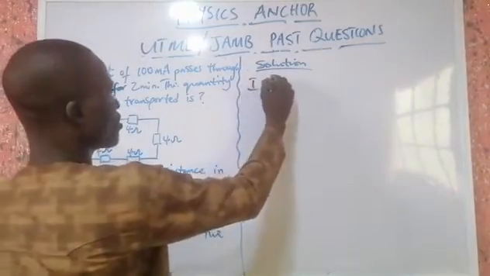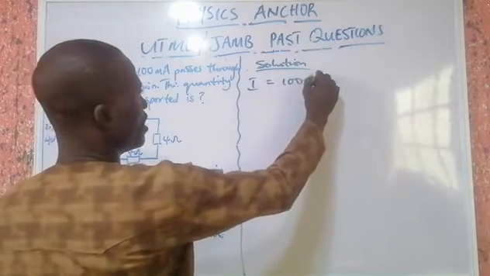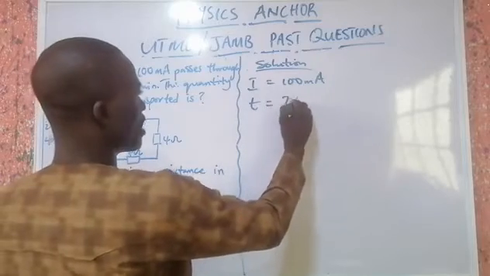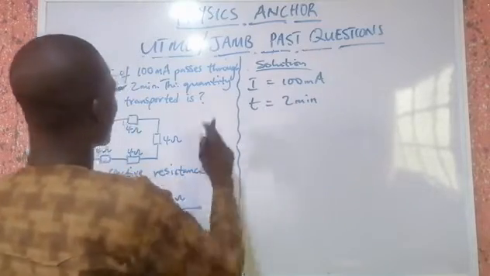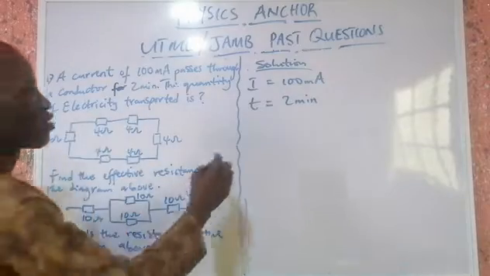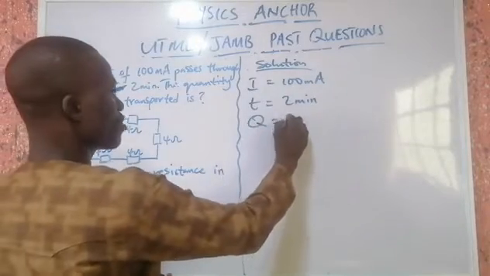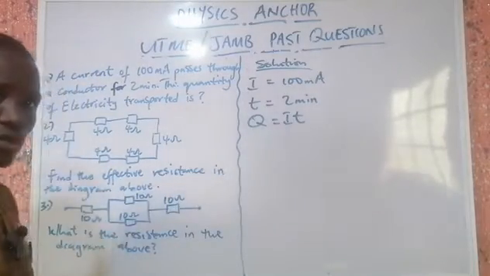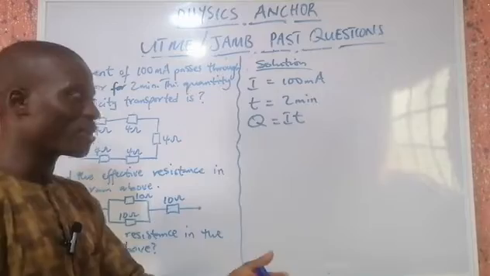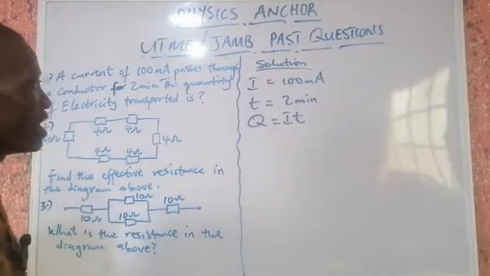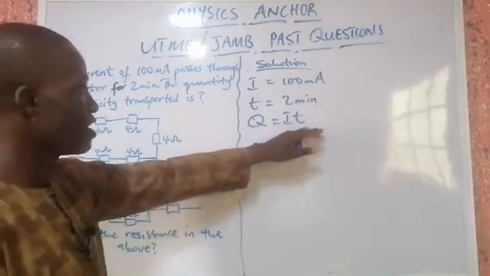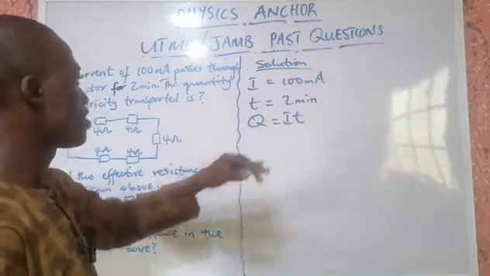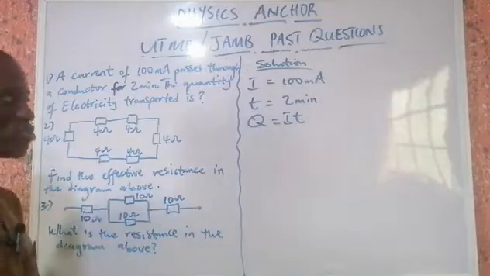So we have the current equals 100 milliampere, and then we have time being given as 2 minutes. So they want us to find the quantity of electricity. So by formula, we know that the quantity of electricity is equals to IT. That's current times the time the current used to pass through a conductor or maybe the appliance. So the time that the current passed through and the current, the product of the two of them will give us the quantity of electricity transported.